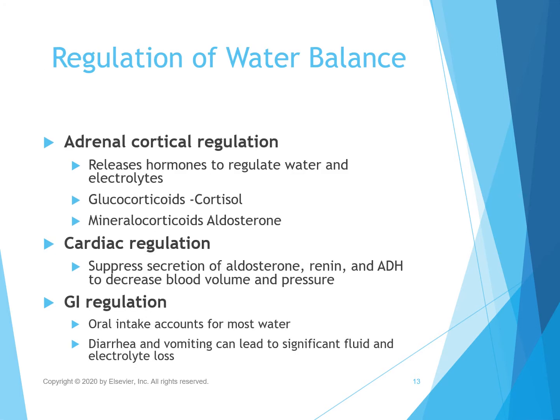You also have adrenal cortical regulation that helps with regulating water balance. You have glucocorticoids and mineral corticoids that are secreted by the adrenal cortex, which help regulate water and electrolytes. Cortisol is considered your stress response, and this is going to increase your glucose level. So if you have an excessive stress response, you're going to have an elevated glucose level. The mineral corticoids, such as aldosterone, are going to enhance sodium retention and potassium excretion.